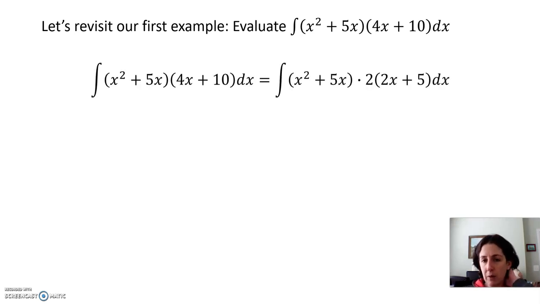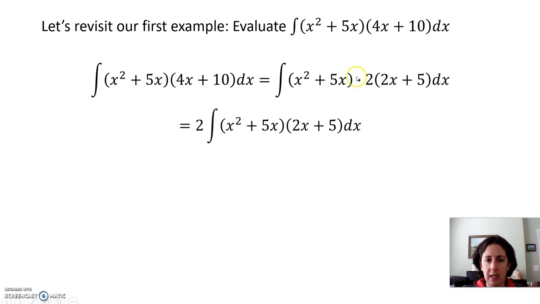So I'm going to rewrite it where I'm going to pull this 2 out here, and that's a coefficient, so I can actually bring that out. So let's look at this right here instead. All right, so we're going to pick one of these to be u, remembering that the next step is to take the derivative of u and try to get it to match. So it makes sense to pick the one with the higher power. So we'll let u be x squared plus 5x.